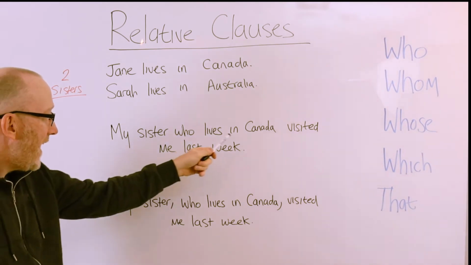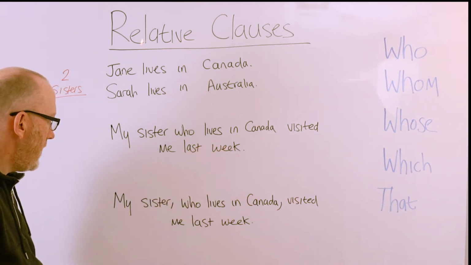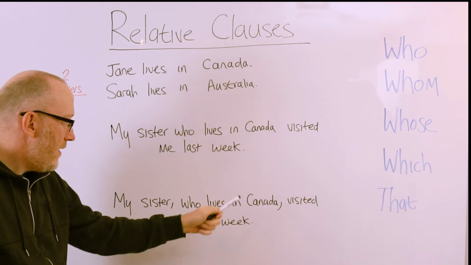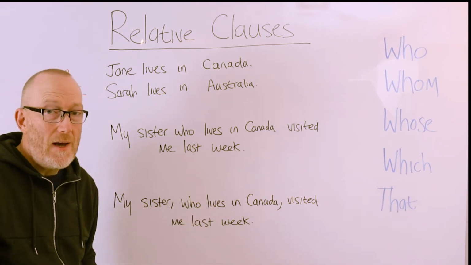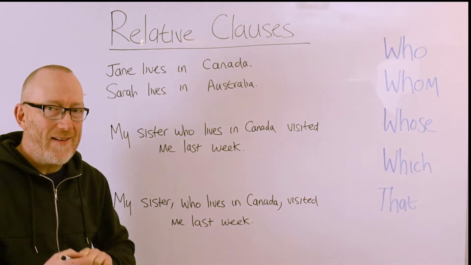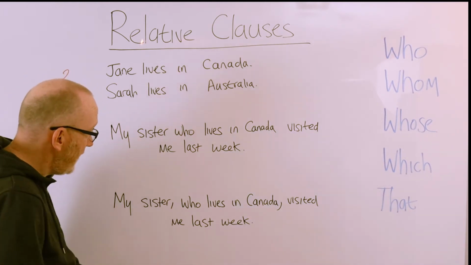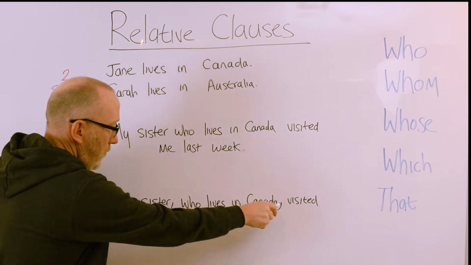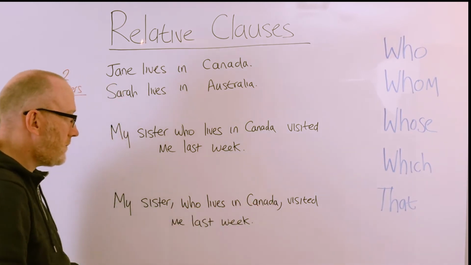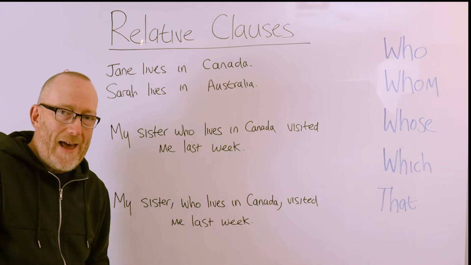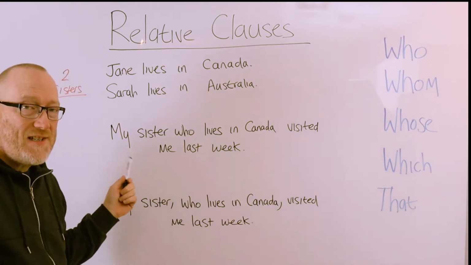My sister who lives in Canada visited me last week. My sister, who lives in Canada, visited me last week. Essentially, the sentences are exactly the same. I'm hoping you can see that there is a slight difference. The second sentence contains two commas. Let's examine our first sentence first.